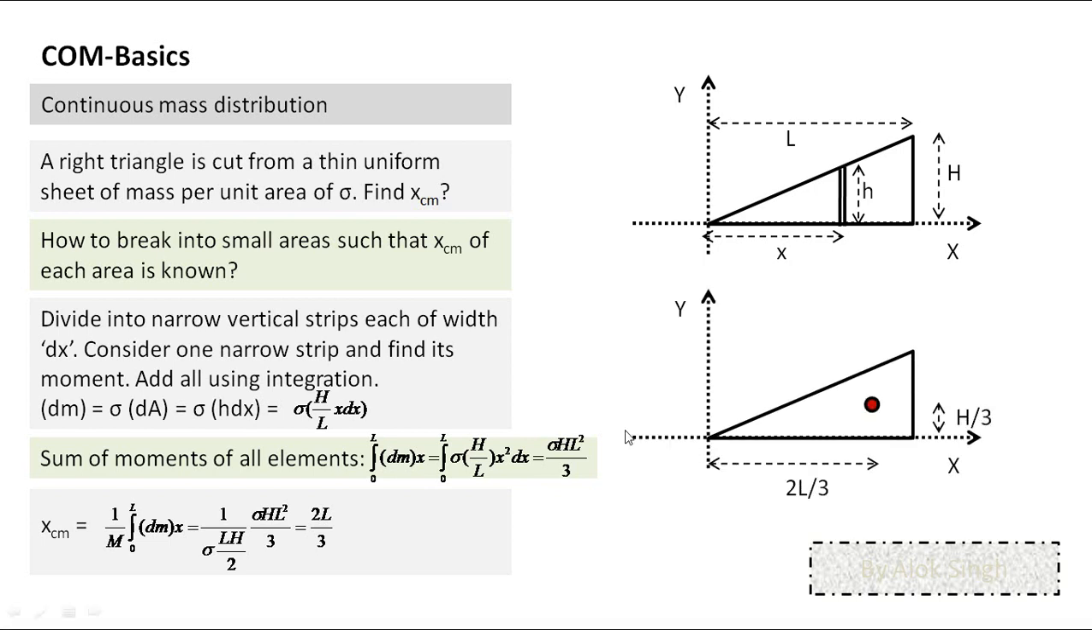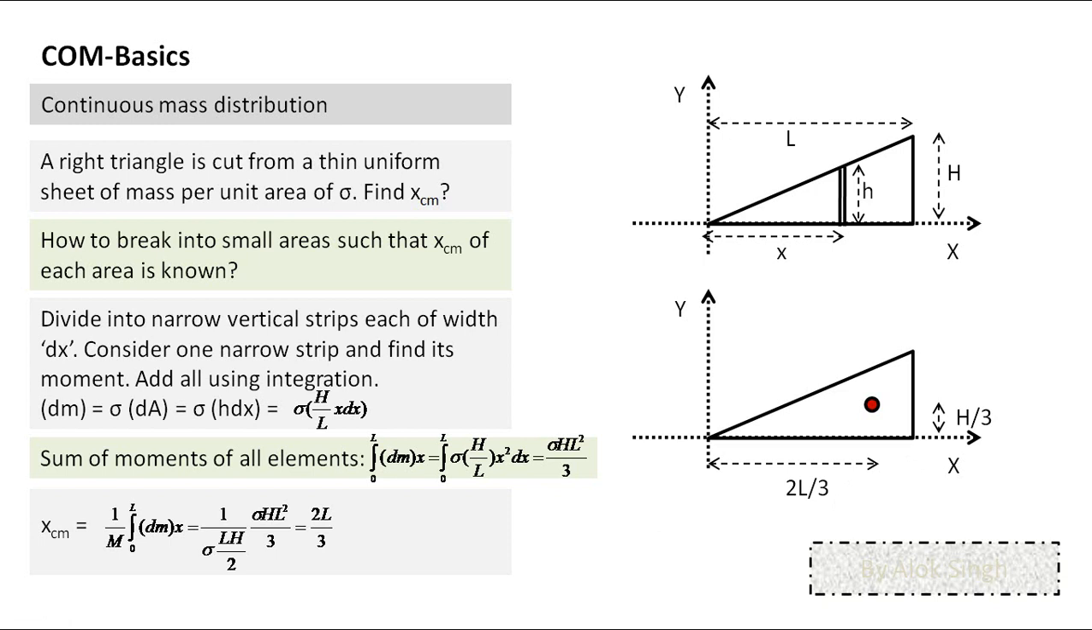In a similar way, we can find ycm also. Measured from the pointy end, it is 2L by 3; from this end it is L by 3. Similarly along the y-axis, from the pointy end 2H by 3, and from this end it will be H by 3. So what is the coordinate of the center of mass here with this coordinate system? It will be 2L by 3 comma H by 3. That's the position of the center of mass.